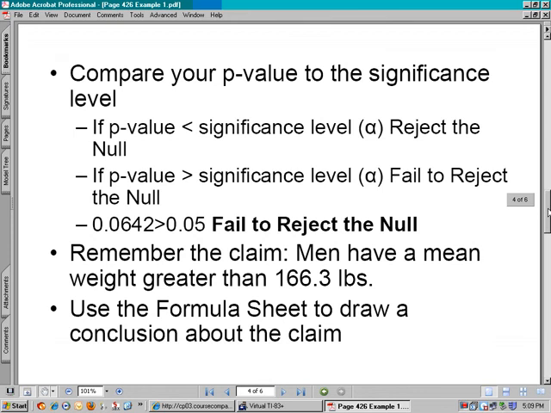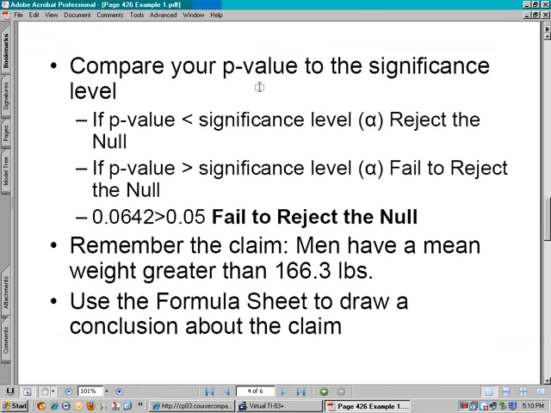Okay, what we want to do is compare your p-value to the significance level. Remember, the significance level is alpha, which was 0.05 in our problem. If your p-value is less than the significance level, you reject the null. If you remember back in the probability problems we worked with, if your probability was less than 0.05, we said that was an unusual statement. Well, that's where this is coming from. We're looking to see if our p-value is less than our significance level.